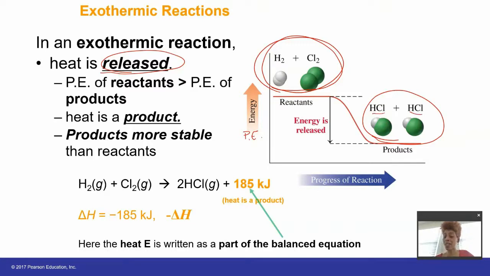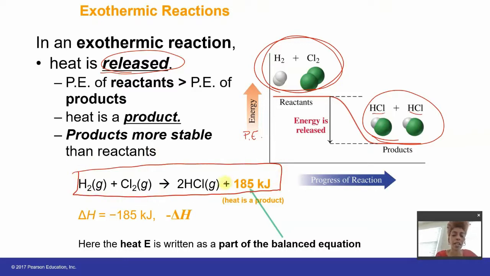More stable because it has a lower potential energy. Okay, now if we're taking a look at a chemical reaction and we see that energy is added as a product, this is just saying that it is released in the reaction. So we have our reactants and then we have our products. So energy is considered a product, and that means that it's being released.